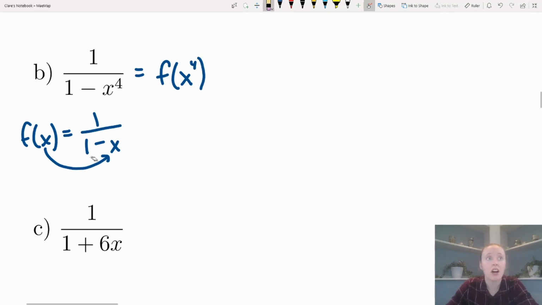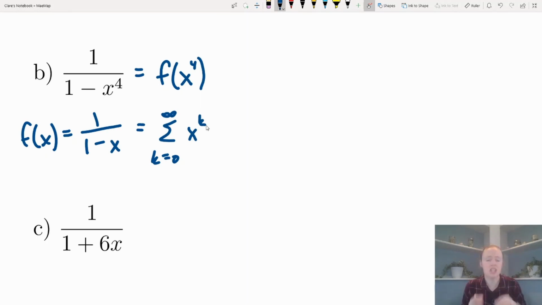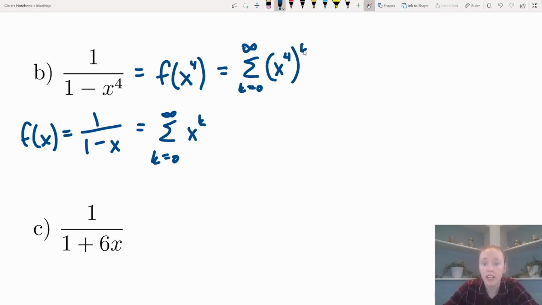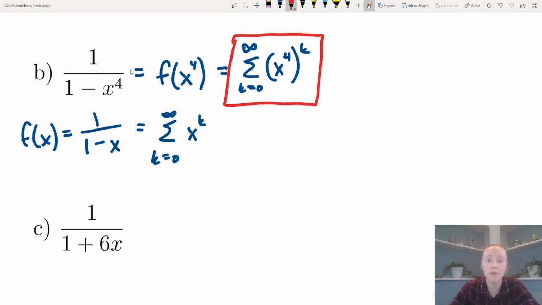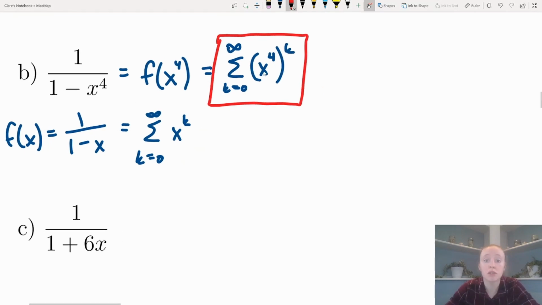So if our series of 1 over 1 minus x is equal to the summation from k equals 0 to infinity of x to the k, and that's when we're converging, so when x values are between -1 and 1, then f of x to the 4th is going to be equivalent to the summation from k equals 0 to infinity of, I'm going to plug in x to the 4th where I see x. So this is x to the 4th, all raised to the k. So here's our power series representation of 1 over 1 minus x to the 4th. And this is true on that interval where we're converging.